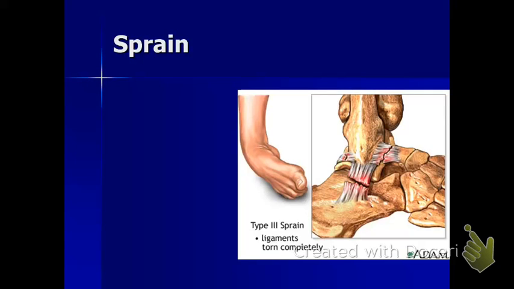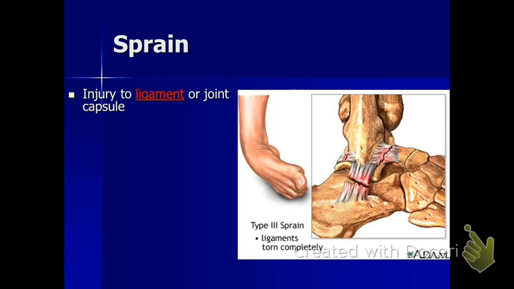So we said that a strain is an injury to a tendon and or a muscle, and then on the opposite end of that spectrum would be a sprain. A sprain is an injury to a ligament and or a joint capsule. So we think about a ligament. The major role of a ligament is to hold a bone to another bone.